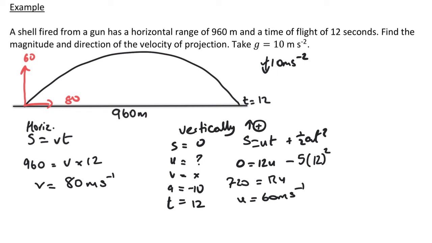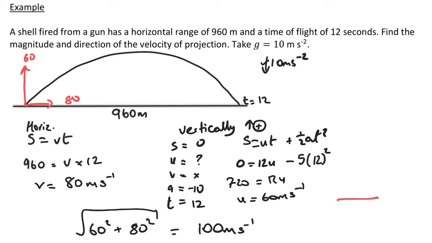So to work out the magnitude and direction of the velocity, the magnitude of the velocity is going to be 60 squared plus 80 squared, square rooted, which gives us a magnitude of 100 meters per second. Then we need to work out the angle through which it's been projected. So we've got 80 horizontally, 60 vertically. The angle is between those. We can use tan.